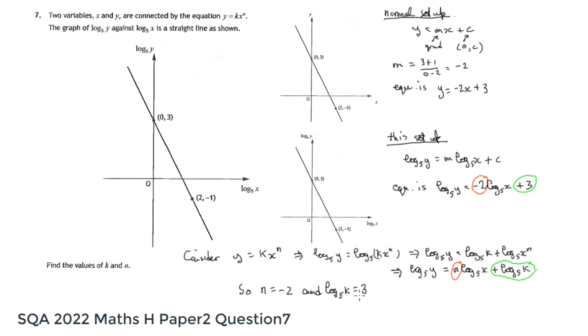Now this is a log statement. Every log statement can be written as a power statement. I like to read these as saying, what power do you raise 5 to get k? Answer's 3. So we'll get k by raising 5 to the power 3. That's 5 times 5 times 5, it's 125. So we've established the two values that we were required to find. n is -2 and k is 125.